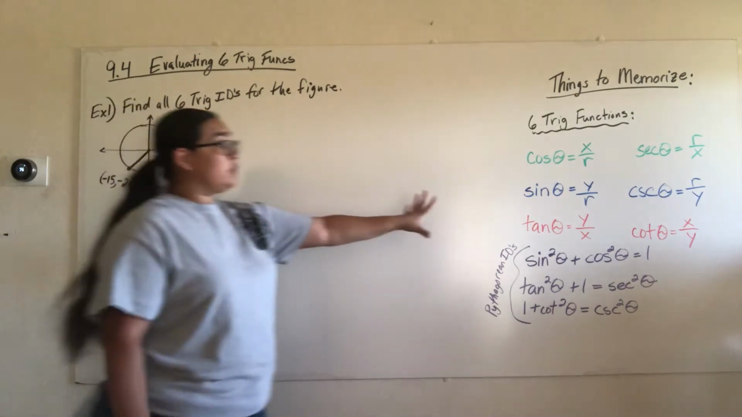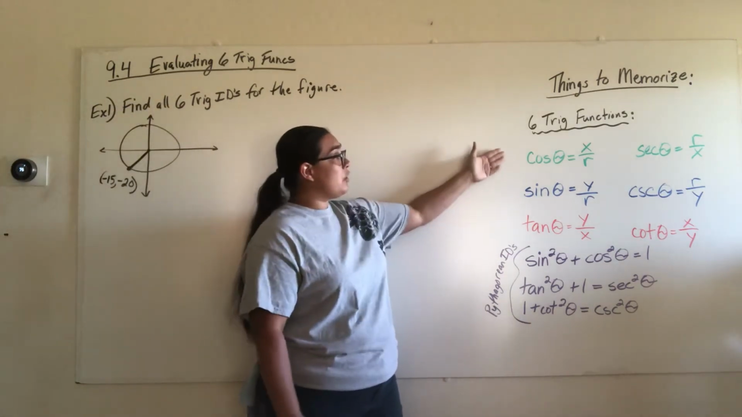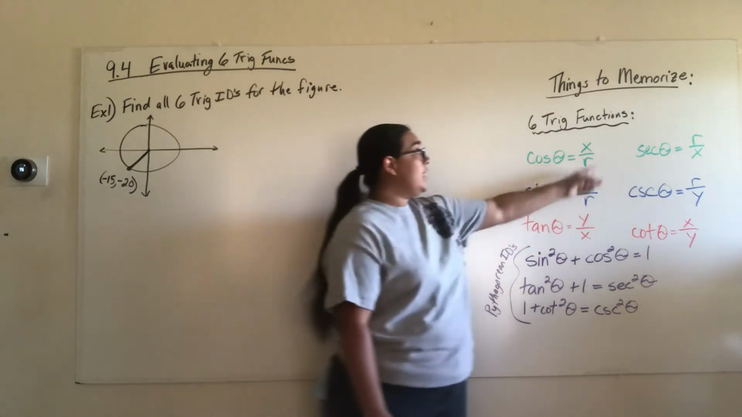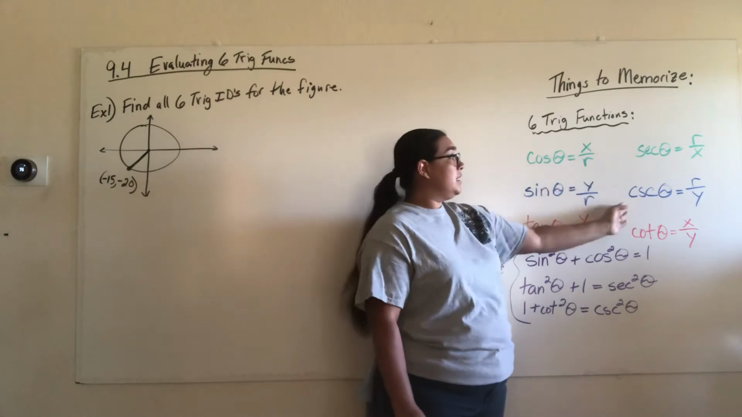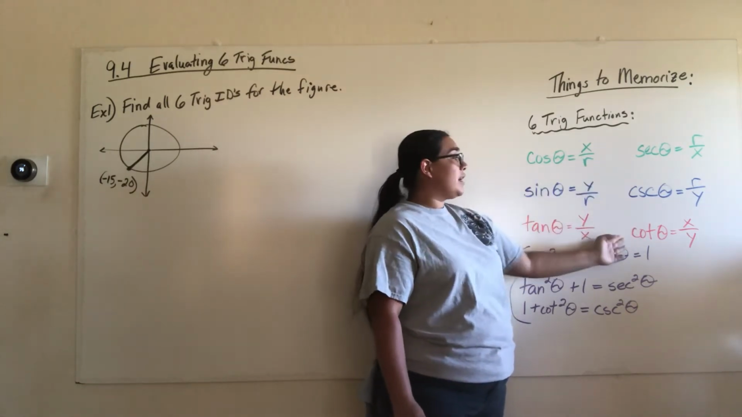So some things to remember. I went ahead and color-coded them here. You have 6 trig functions. Here are the original ones, cosine, sine, and tangent. But the new ones are right here. You have secant, cosecant, and then cotangent.